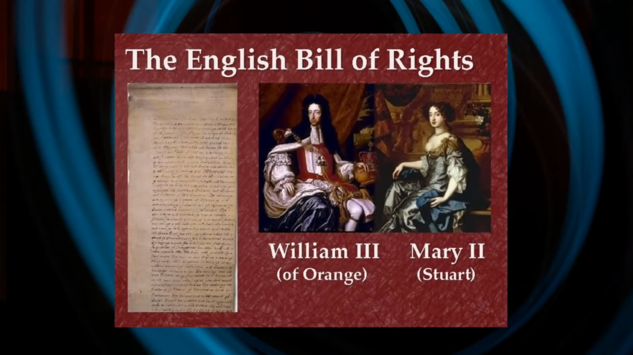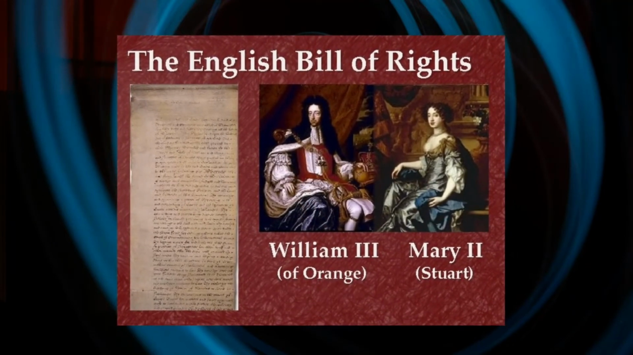Before assuming the throne, William and Mary had to swear their acceptance of the English Bill of Rights. This document, written in 1689, said monarchs could not suspend Parliament's laws or create their own courts, nor could they impose taxes or raise an army without Parliament's consent.